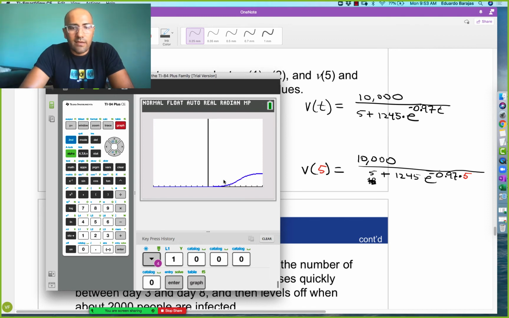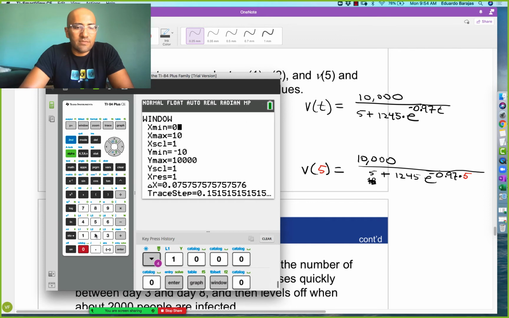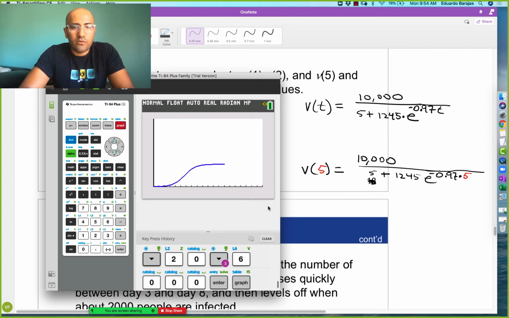So it cut off. And I don't really care what happens over here. Remember, t is a time, so we don't want negative time. In this context, we probably don't care about negative time. So let's go back to window. Let t start at 0. And let's go further out. How about, let's make it twice as much. And also 10,000 turned out to be too big. How about we make it 6,000? Okay. So it goes up, it reaches some max, and then it kind of plateaus out.